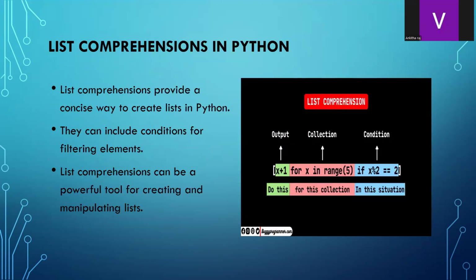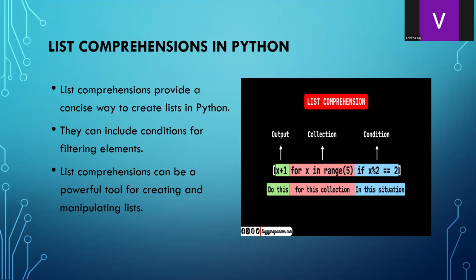List comprehension in Python. List comprehension provides a concise way to create lists in Python. They can include conditions for filtering elements. List comprehension can be a powerful tool for creating and manipulating lists. A list comprehension has output, collection, and conditions: x plus 1 for x in range 5, if x percent 2 is equal to 0. Do this for this collection in this situation.